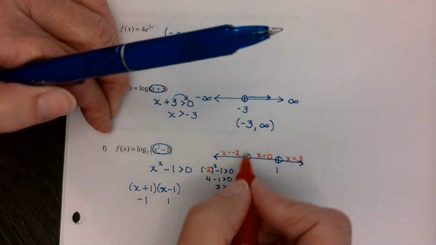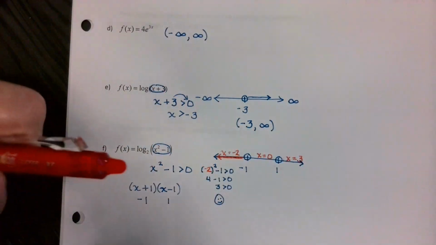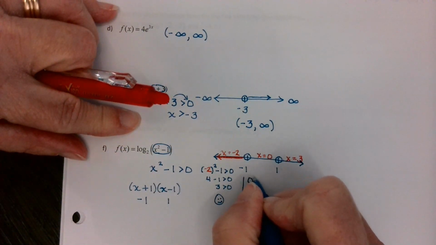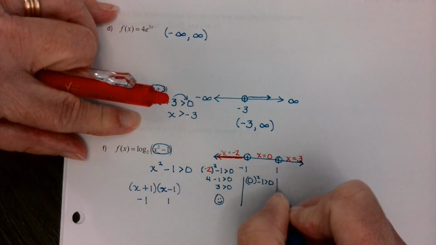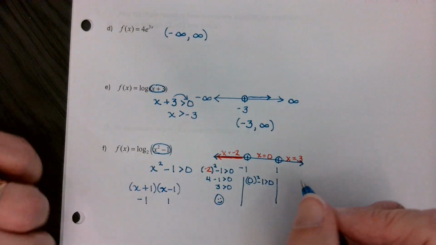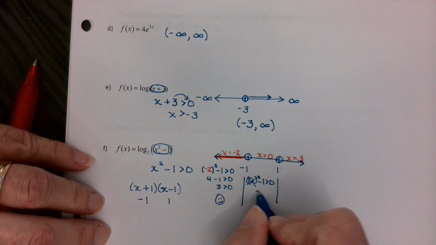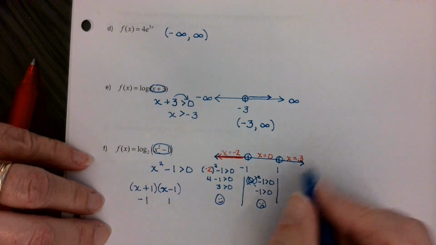Okay, so that works for all these numbers right here. For 0, I'm going to say 0 squared minus 1 needs to be greater than 0. This is going to cancel out. We get 0 minus 1 is negative 1. That is not greater than 0, so it doesn't work.